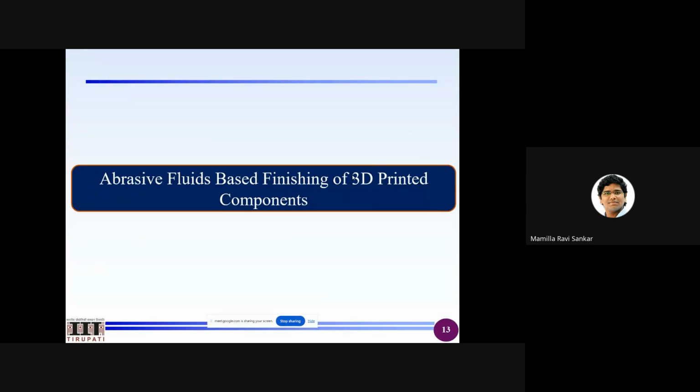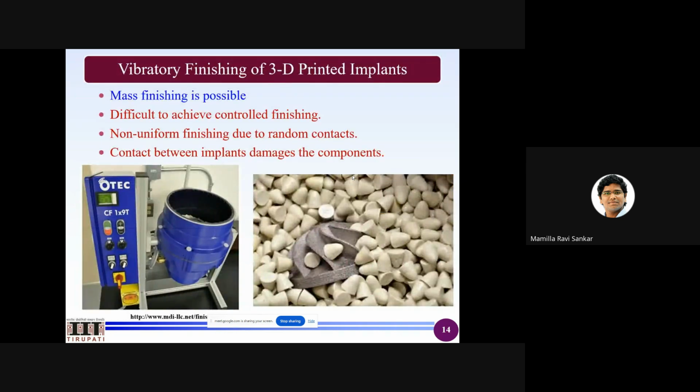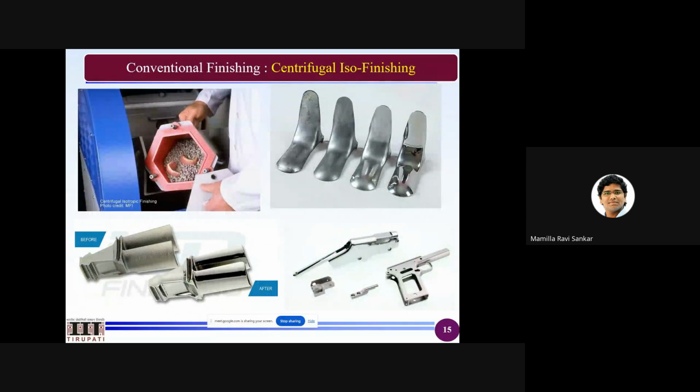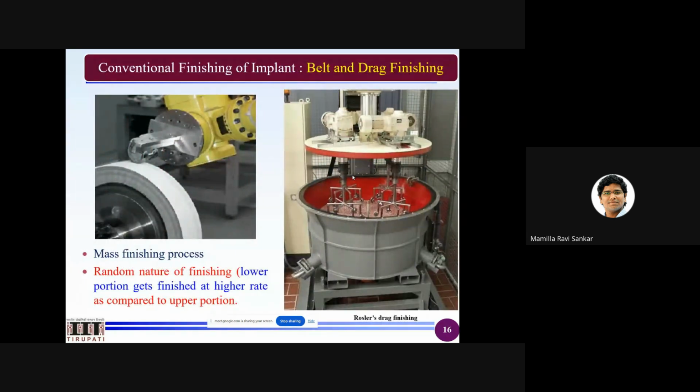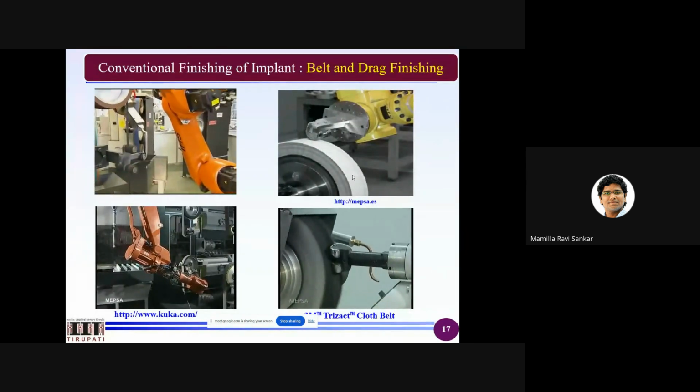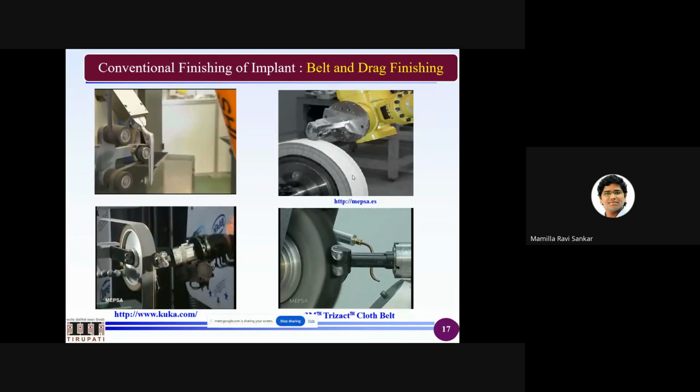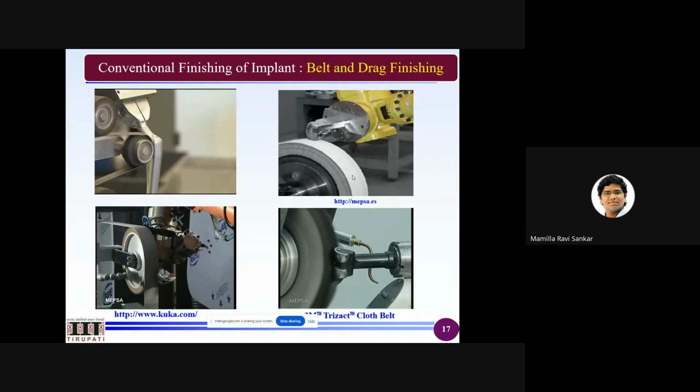So now we also work in the area of abrasive fluids, and yes, we do have drag finishing and vibratory bowl finishing. Today we also have a discussion with one of the companies about this type of finishing that is required, and this is a setup that we have at IIT Tirupati, drag finishing applications.